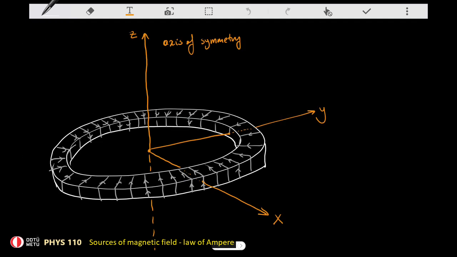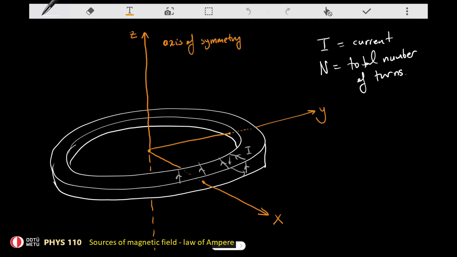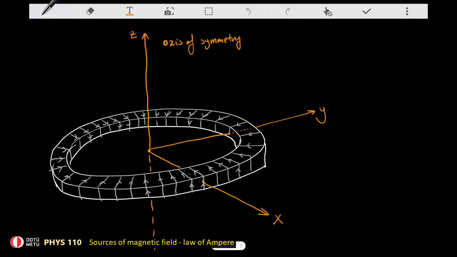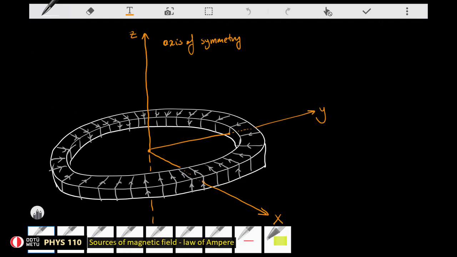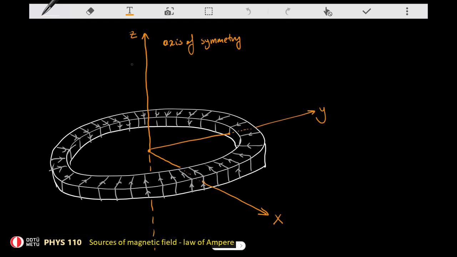Let me show another picture here. In the first case, of course, I didn't draw all the wires, but here all the wires are drawn. So the symmetry is the symmetry of rotation. If I rotate this object around the z-axis, the object doesn't change, so the current distribution doesn't change, and therefore the magnetic field that's produced by this object should also not change under these kinds of rotations.